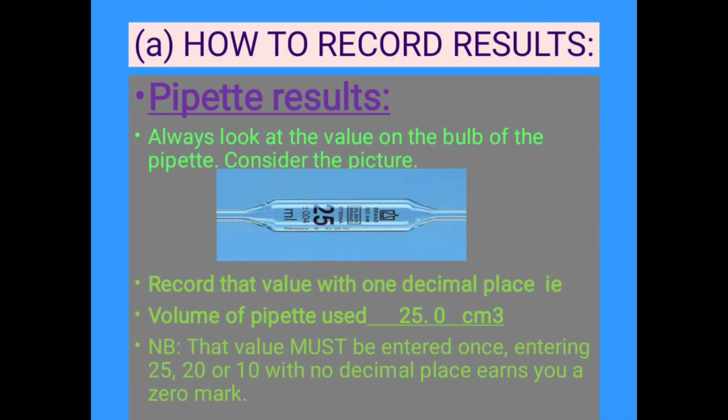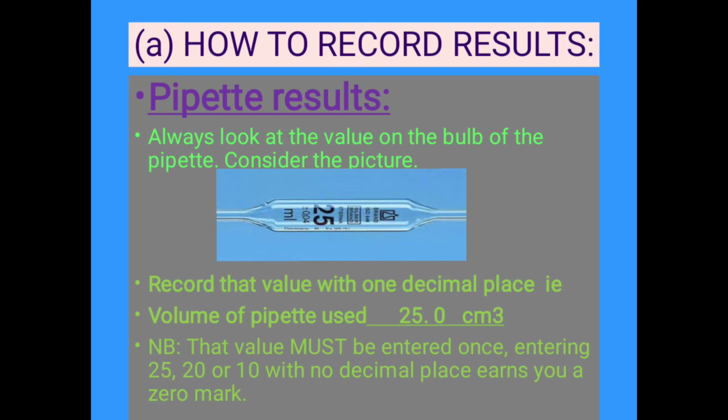Let us begin with the first part, how to record results. We are going to begin with the pipette results. Last time we looked at recording pipette results by looking at the bulb. We said we look at the bulb and we note the value written there. For this case, the value which is written there is 25. So therefore, the pipette volume here is 25.